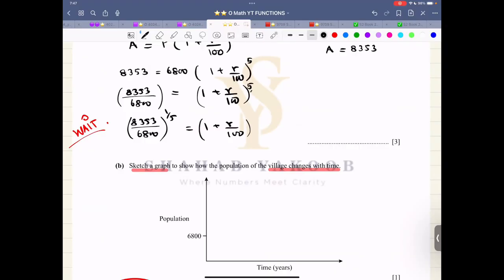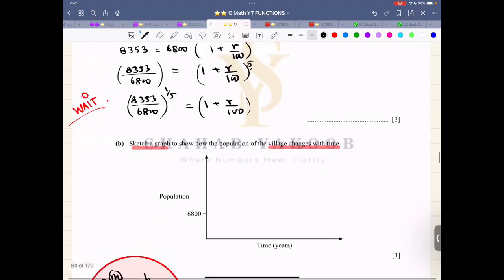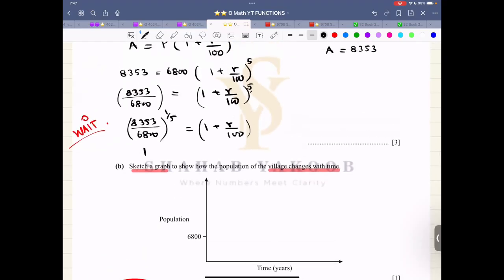So now I'm using my calculator. 8353 divided by 6800 and raised to a power of 1/5, or you can write this thing in decimals. 1 divided by 5 is 0.2. And this comes out to be 1.04199. It's 1 plus R over 100.